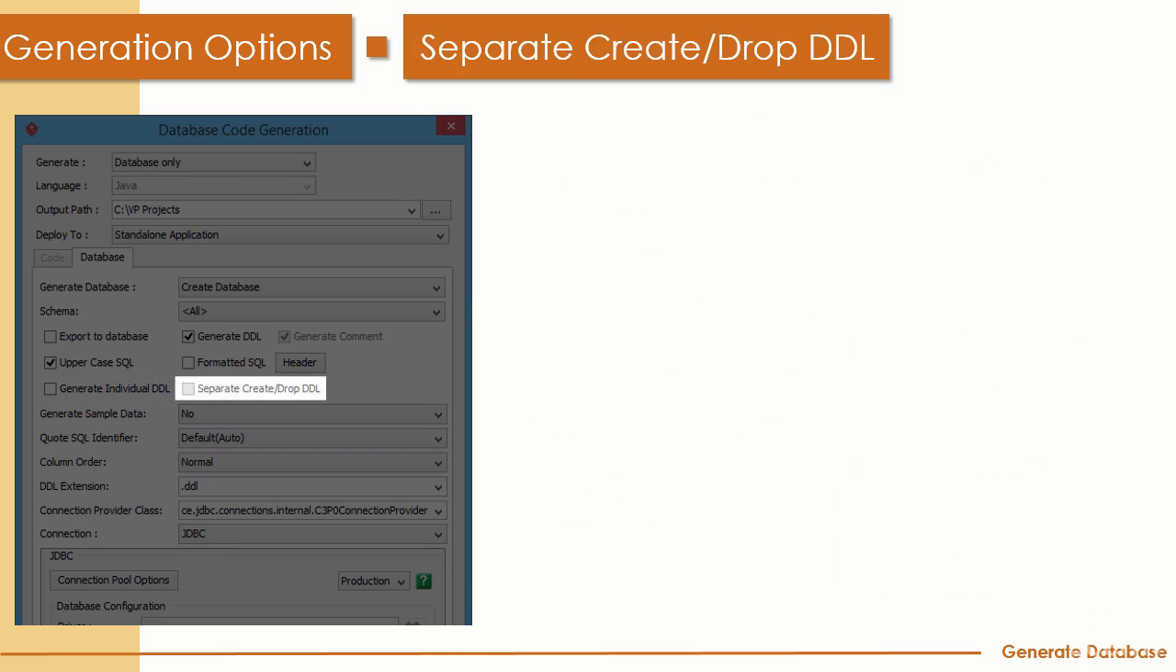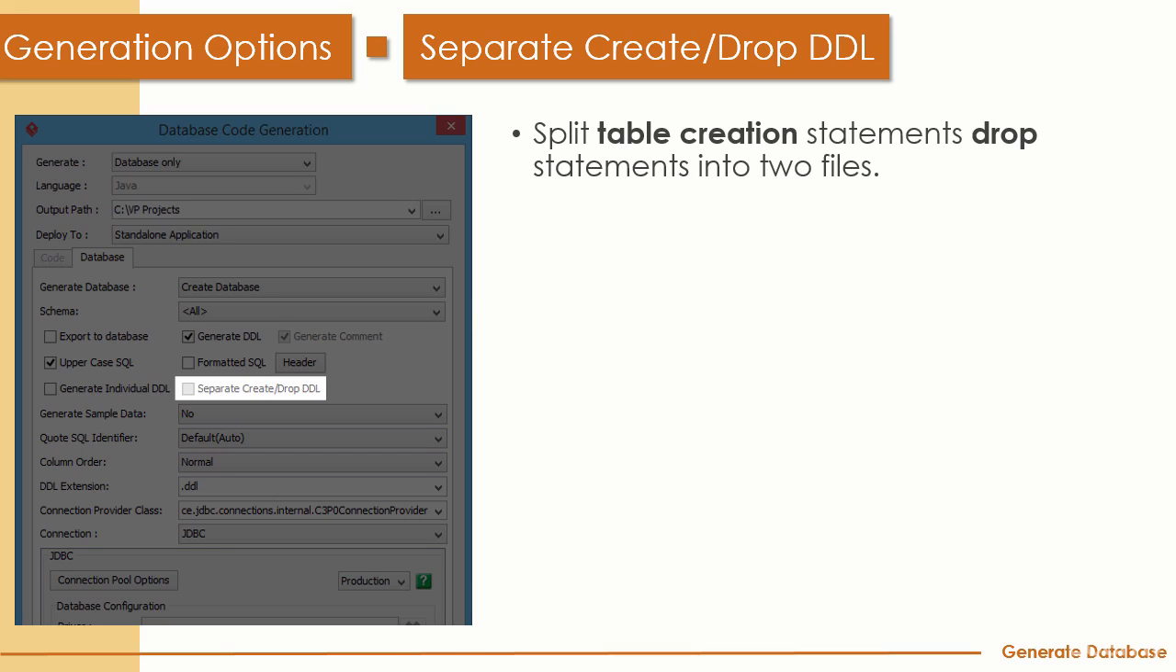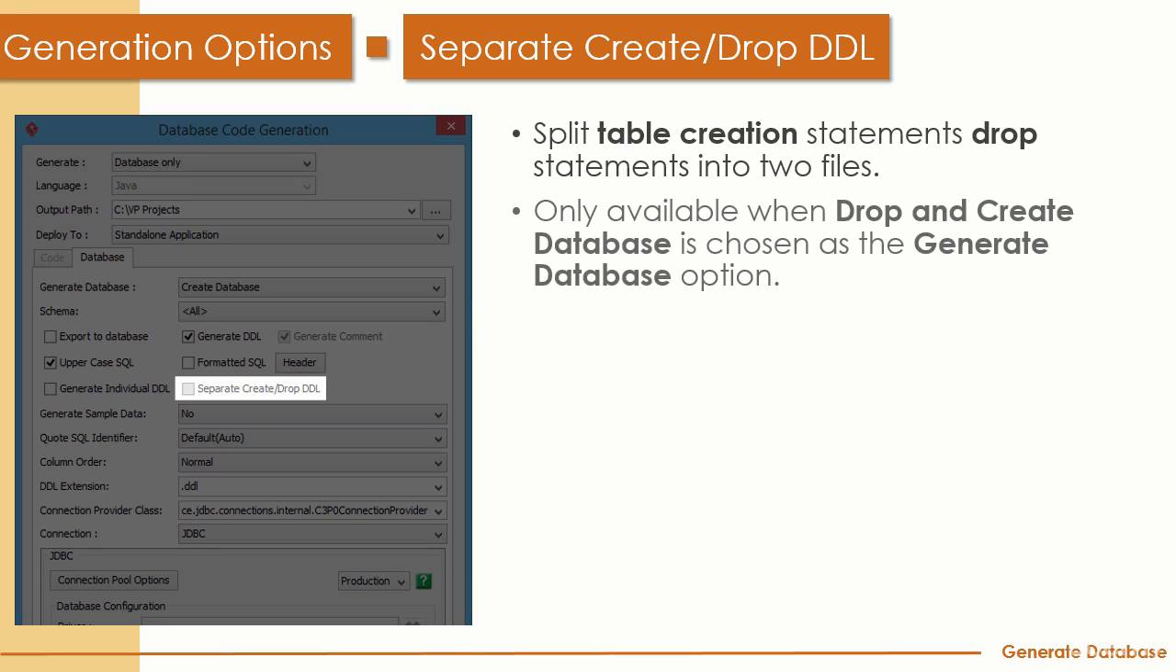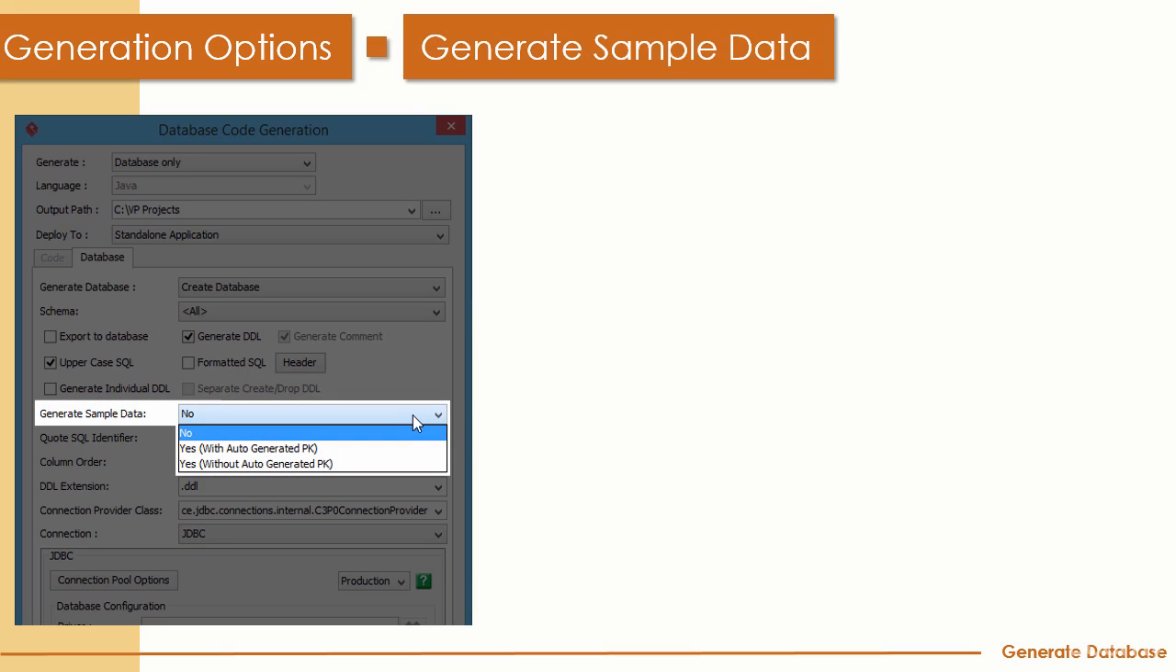Separate create and drop DDL. You can take this option to split the table creation statements and the drop statements into two files. It is a good practice to avoid dropping the production data. Please be reminded that this option is only available when you pick drop and create database in the generate combo box. And we have generate sample data.